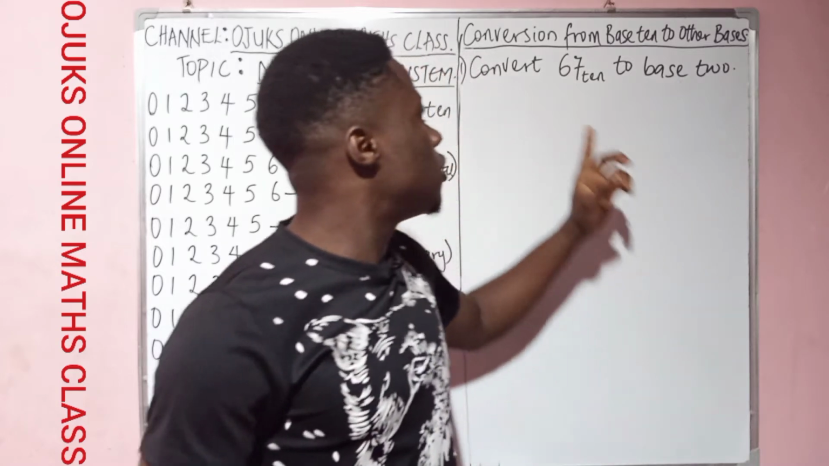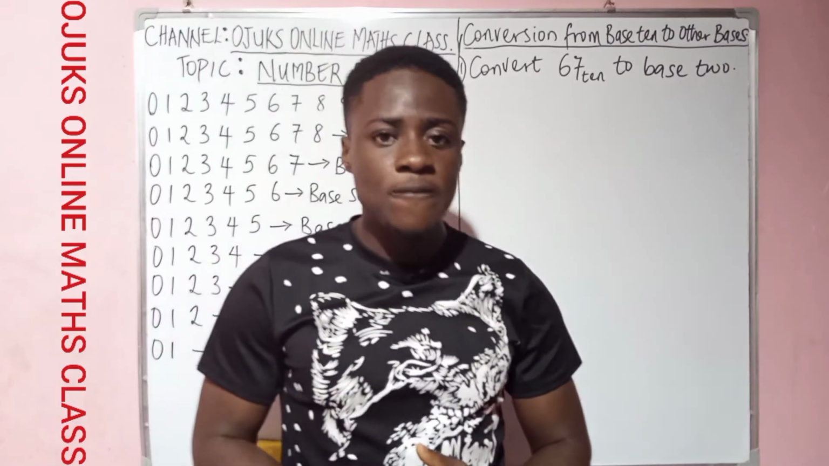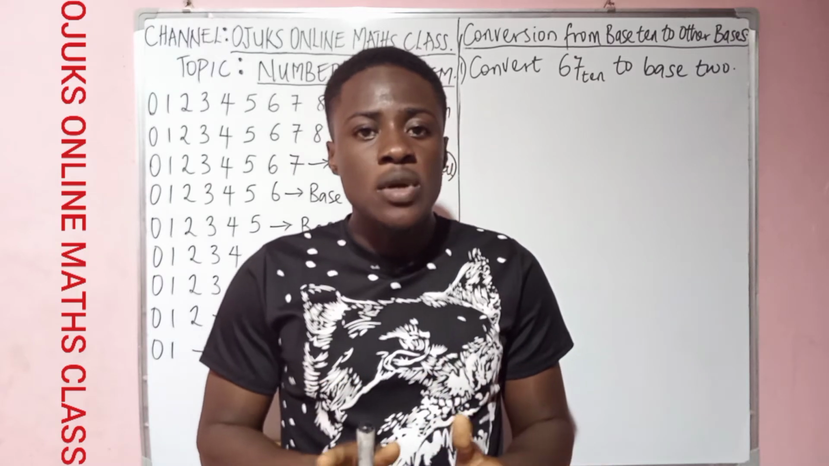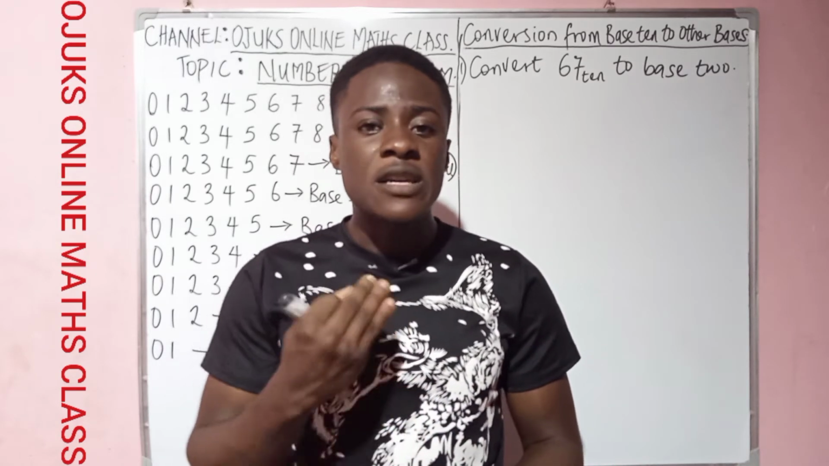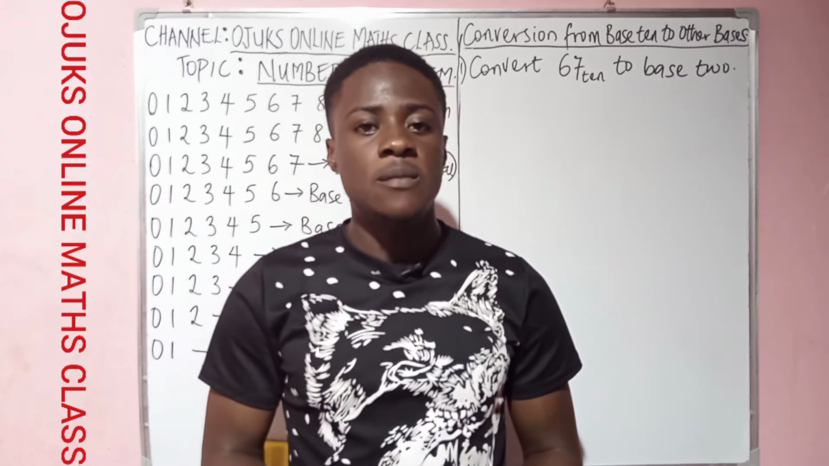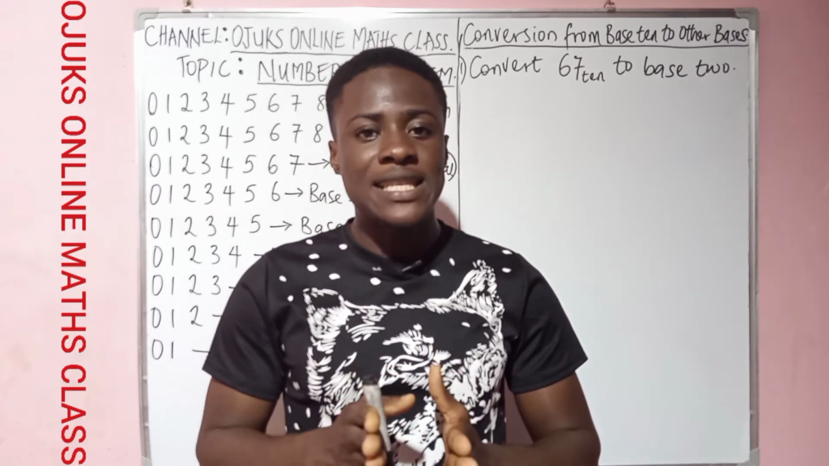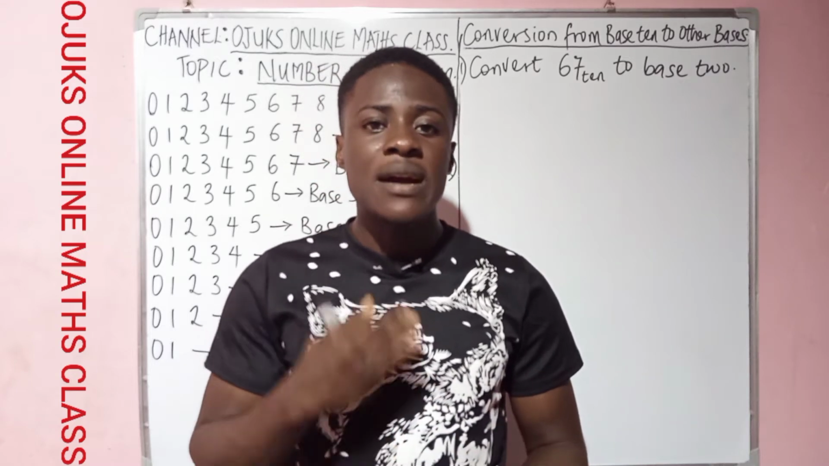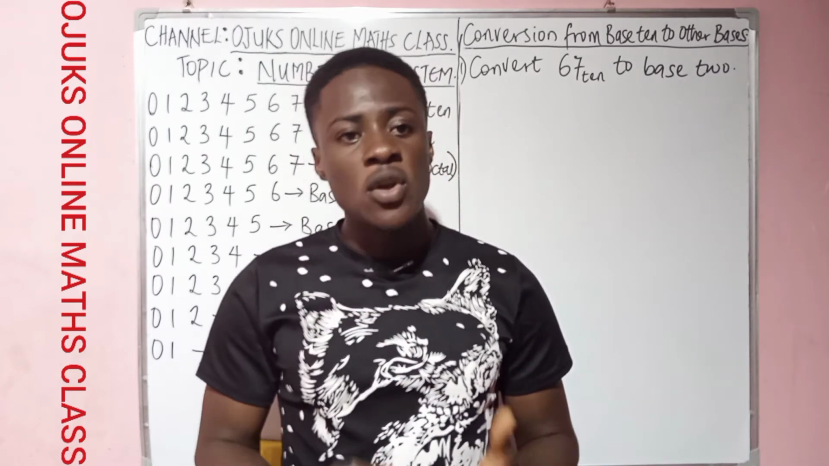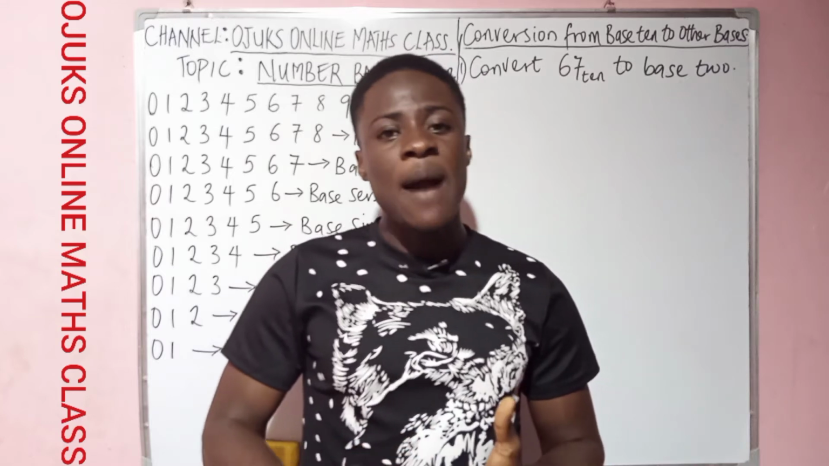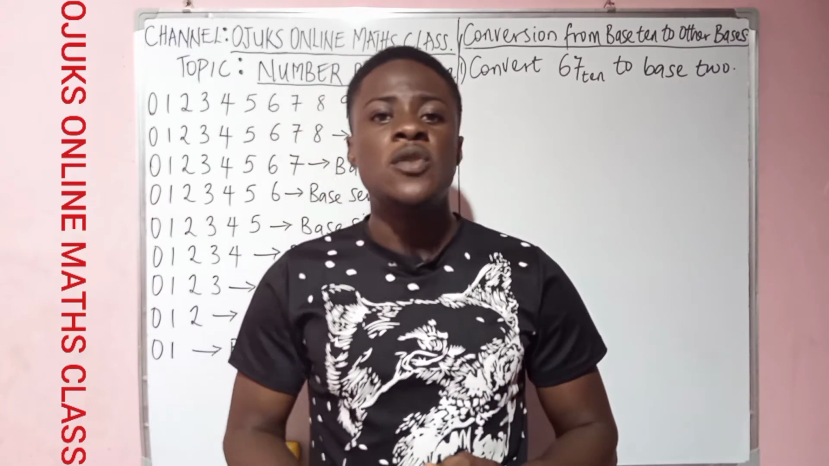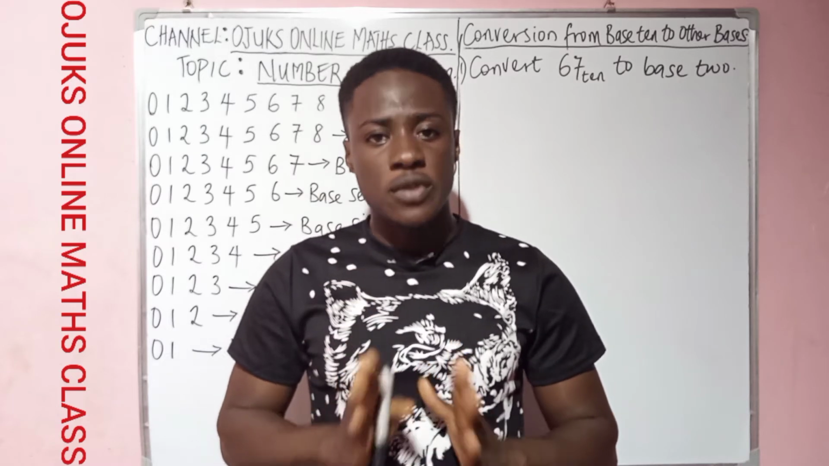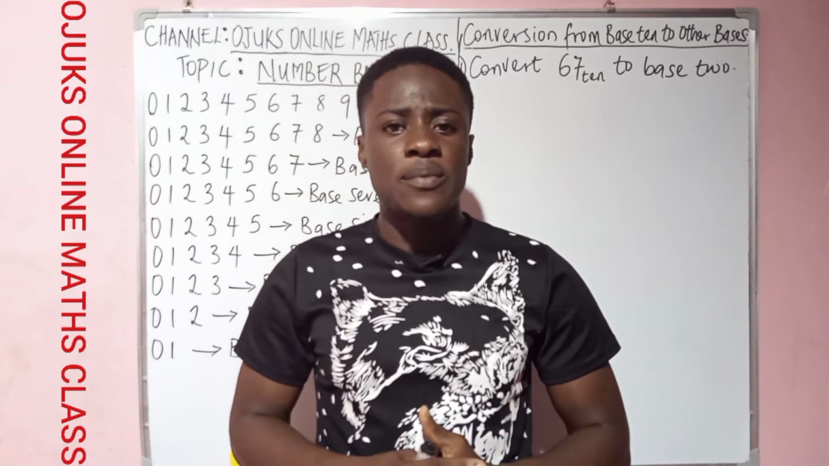Let us observe. If you want to convert a number that is in base 10 to other bases, it is very simple. It involves repeated division, of which your remainders are collected from bottom to top as your result. Let us solve an example.